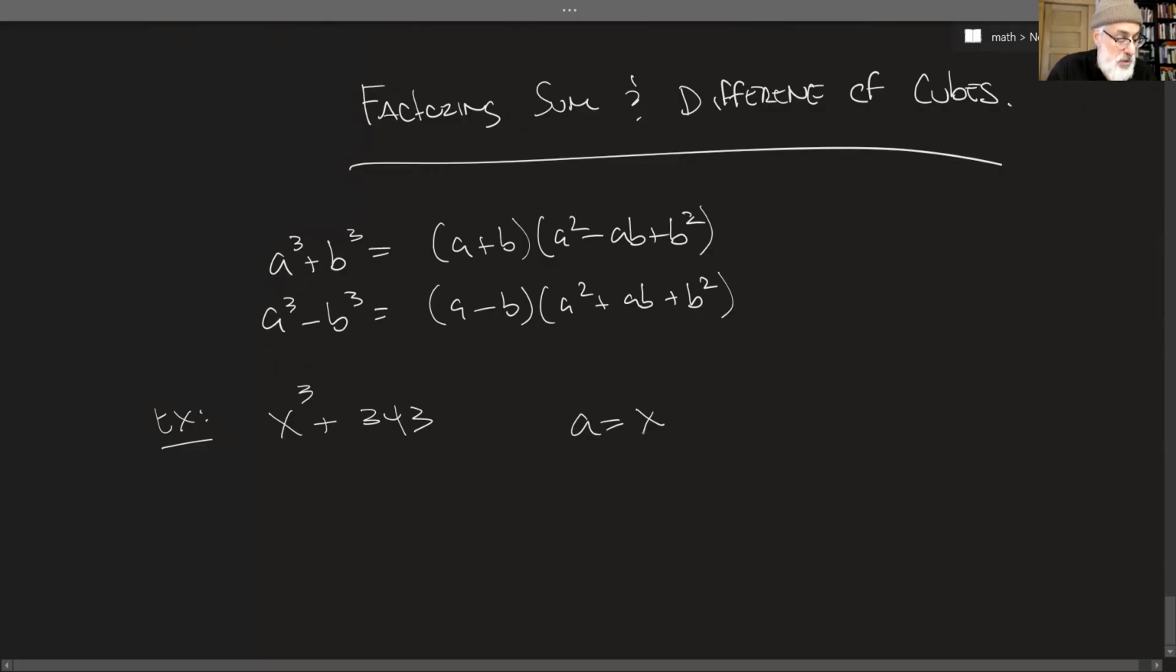Well, 343 is 7 cubed. So we'll say that b is 7. So that means that we can factor this by the first form. We can take x plus 7 times x squared minus 7x plus b squared, which is 49.